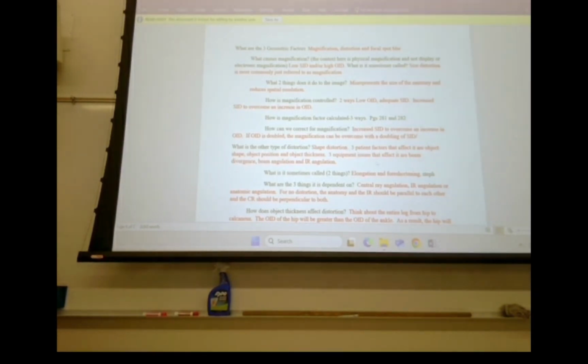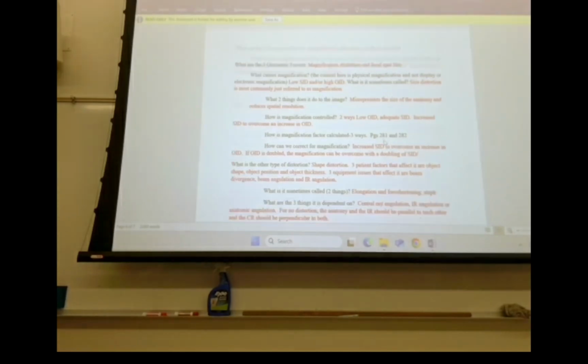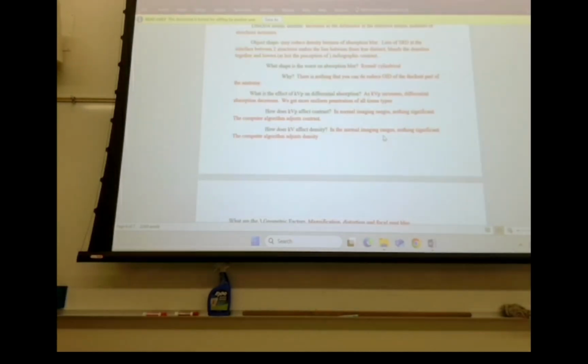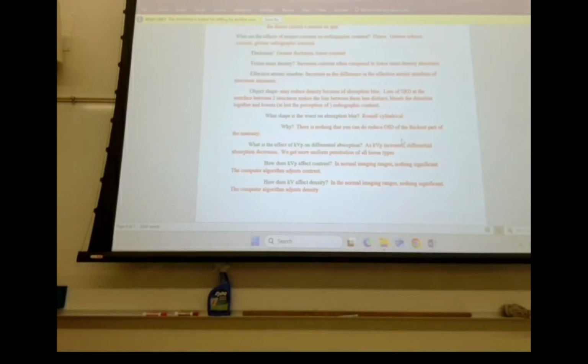Magnification factor. Scroll up. If y'all see something I need to stop on, let me know.